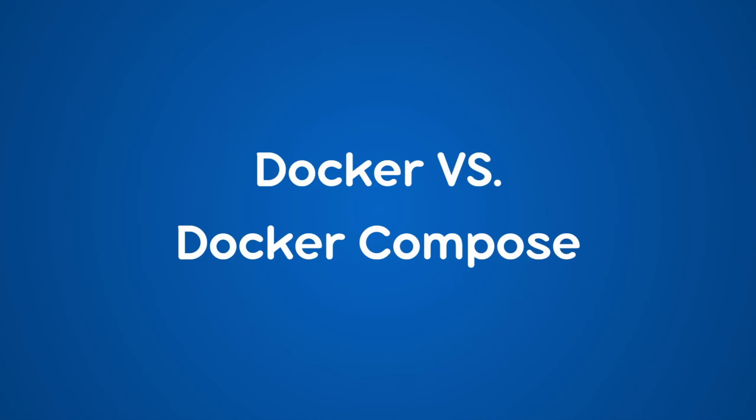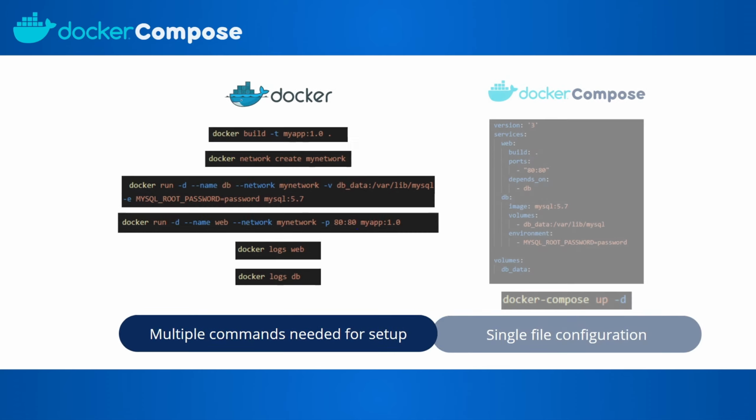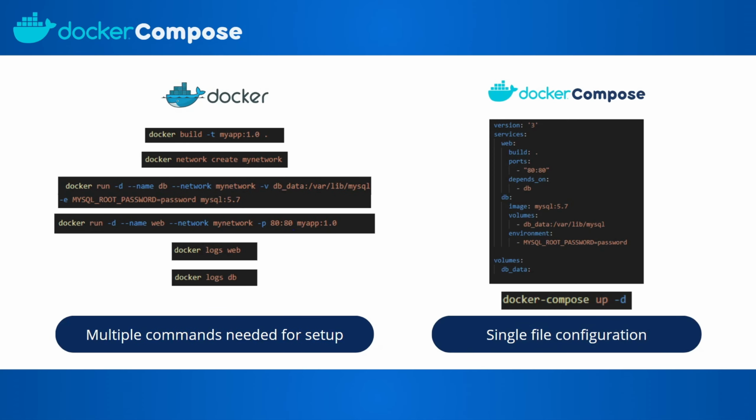So how does Docker Compose compare to using Docker alone? When using Docker by itself, you need multiple commands for setup. For example, you need separate commands to build images, create networks, run containers, check logs, and so on. Here on the left, you can see how many Docker commands you'll need to set up even a simple application with a web service and a database.